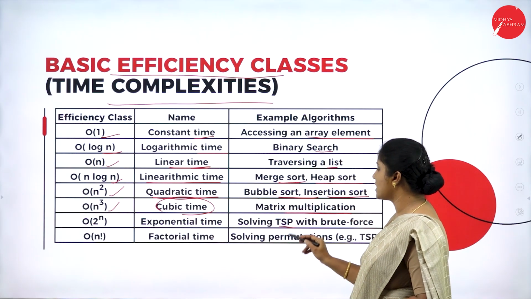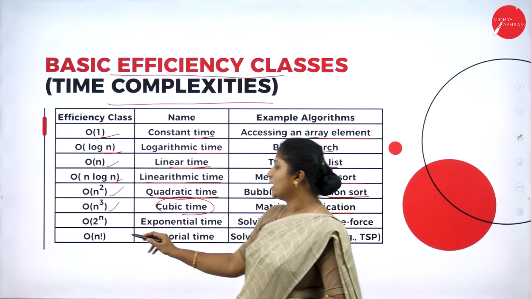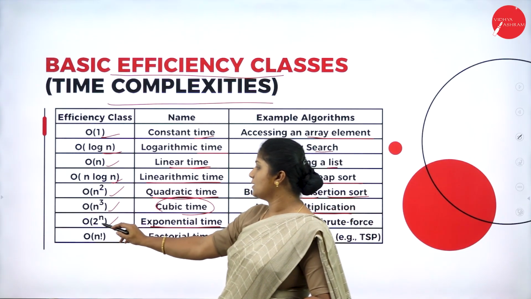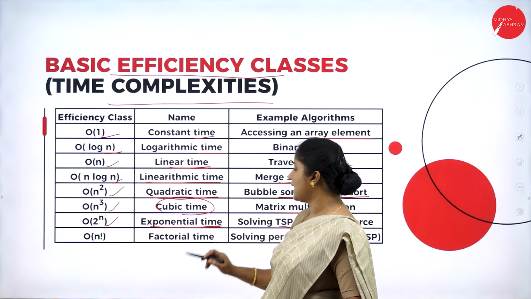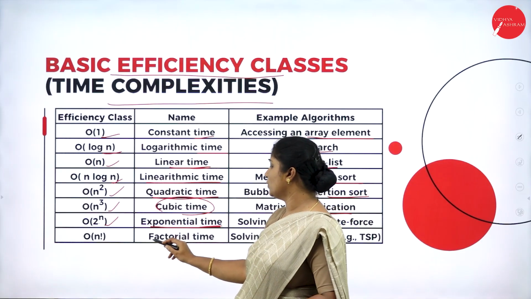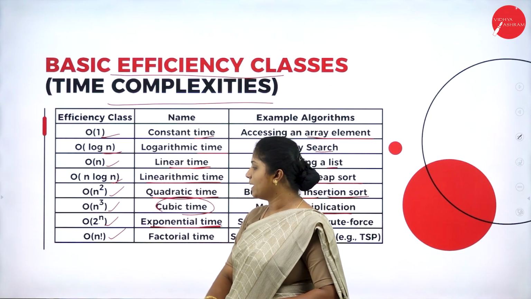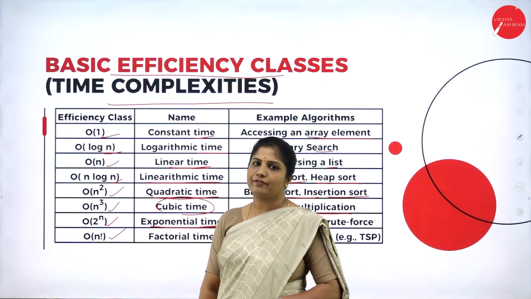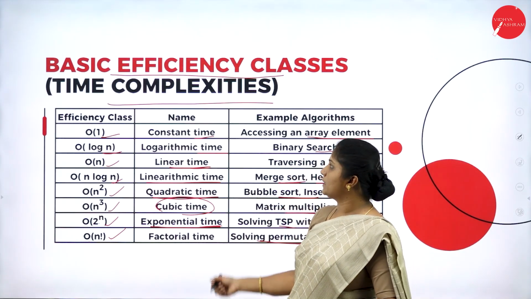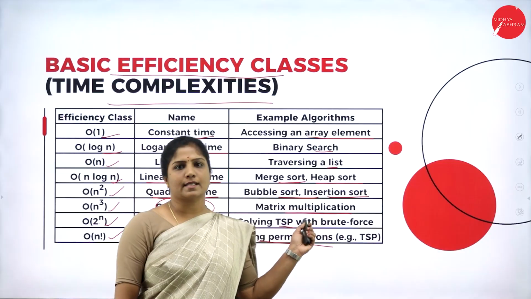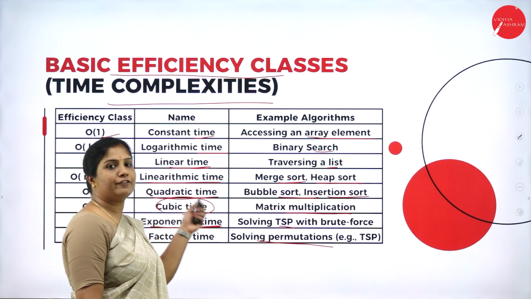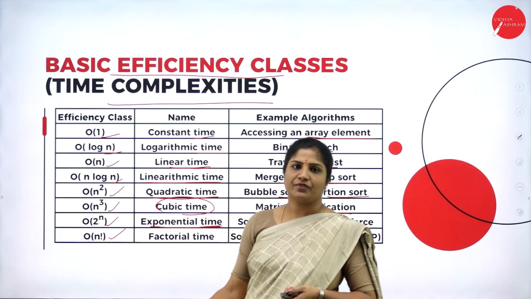Then for solving the traveling salesman problem, we are getting big O of 2 power n. That we can say exponential. As it is 2 power n, we can say exponential time. The last one is solving permutations, that is factorial time. By getting the big O of n factorial, we can say factorial time complexity is the name we can tell. So these are some of the time complexities for the different examples we are getting.